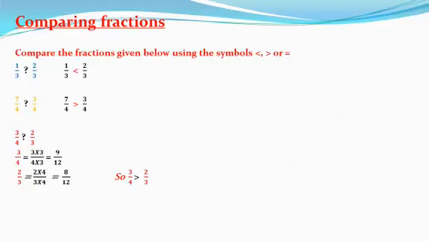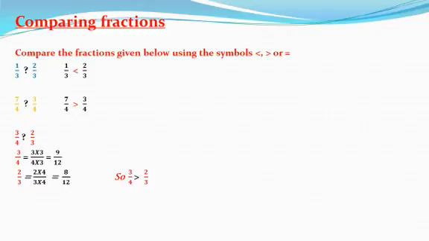The next one, 3 over 4, 2 over 3. Here the denominators are not the same. We want to make the denominators the same. For that, find an equivalent fraction for 3 over 4 and 2 over 3.